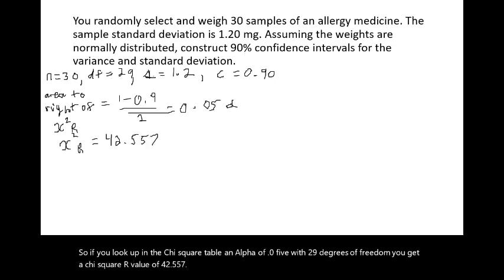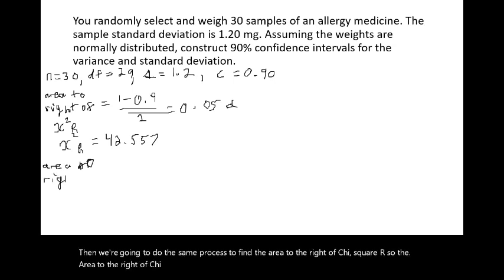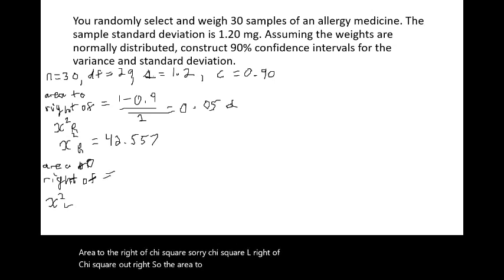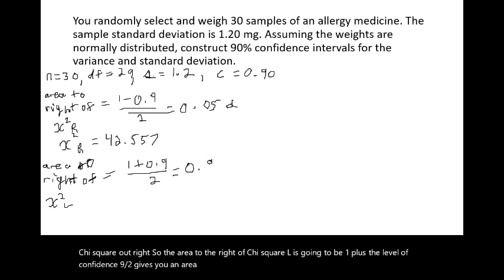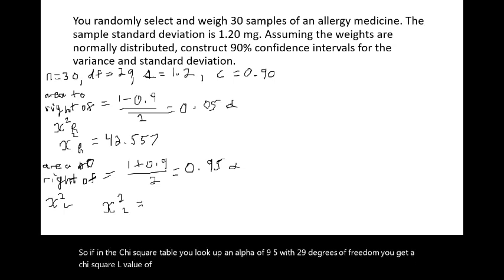Then we're going to do the same process to find the area to the right of chi-square L. So the area to the right of chi-square L is going to be 1 plus the level of confidence, 0.9, divided by 2, which gives you an area to the right of 0.95. So if in the chi-square table you look up an alpha of 0.95 with 29 degrees of freedom, you get a chi-square L value of 17.708.